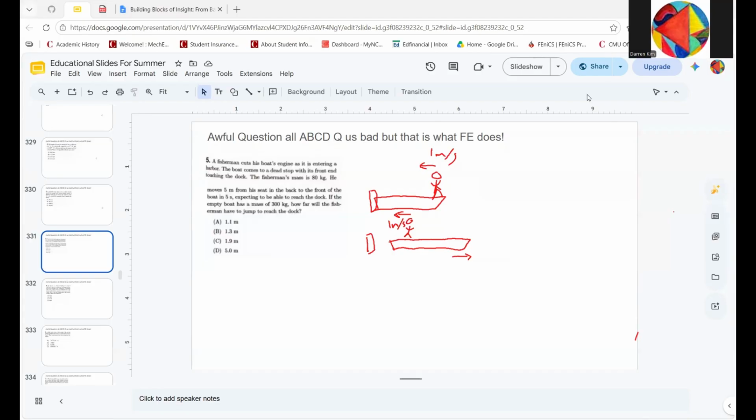Wow, that was a handful of words. That's a simplification. If you read that, it says a fisherman cuts his boat engine as it is entering a harbor. The boat comes to a dead stop with its front end touching the dock. The fisherman's mass is 80 kilograms. He moves 5 meters from the back to the front of the boat in 5 seconds, so that's 1 meter per second, basically. Expecting to be able to reach the dock. If the empty boat is 300 kilograms, how far will the fisherman have to jump reaching the boat?